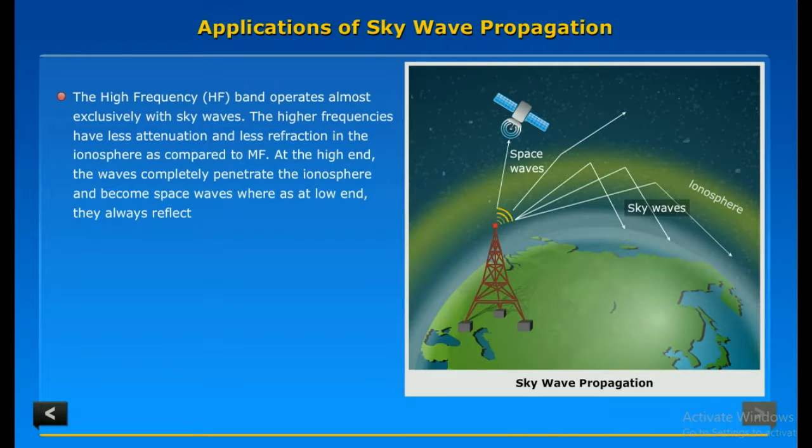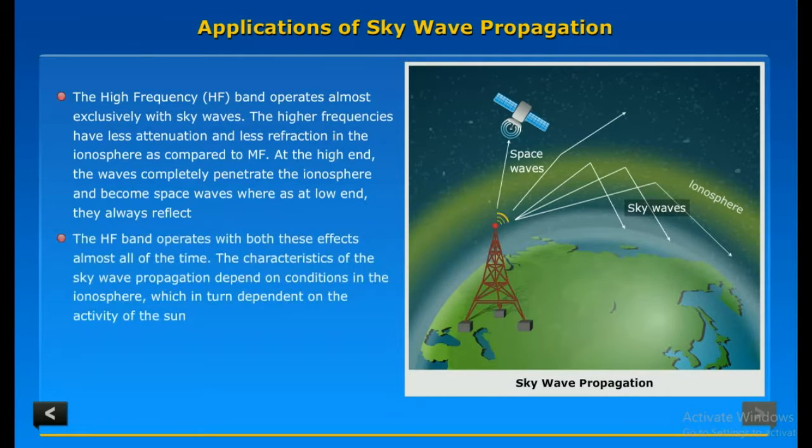The high frequency, that is HF, band operates almost exclusively with sky waves. The higher frequencies have less attenuation and less refraction in the ionosphere as compared to medium frequency. At the high end, the waves completely penetrate the ionosphere and become space waves, whereas at the low end they always reflect. The high frequency band operates with both these effects almost all of the time.